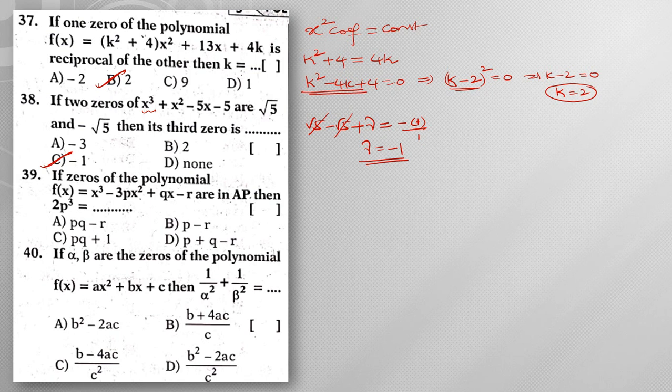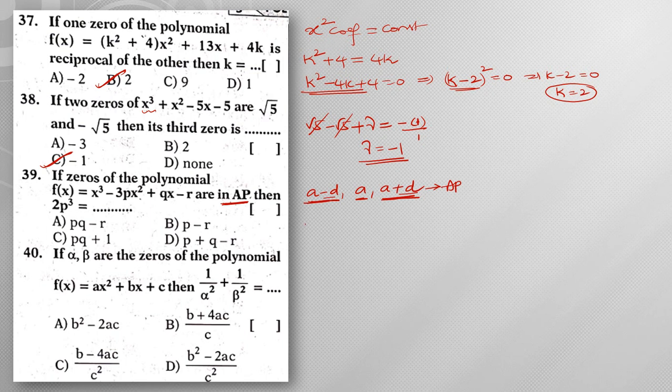Next, if the zeros of the polynomial are in arithmetic progression, then we can consider the zeros as a minus d, a, a plus d. Whenever you have an odd number of zeros, you can consider them in this particular way. One zero is a minus d, second one is a, third one is a plus d. So common difference is d here, right? So these three zeros are in arithmetic progression. Since we have minus d and plus d, we can directly take the sum of zeros, then we don't have that d, right?